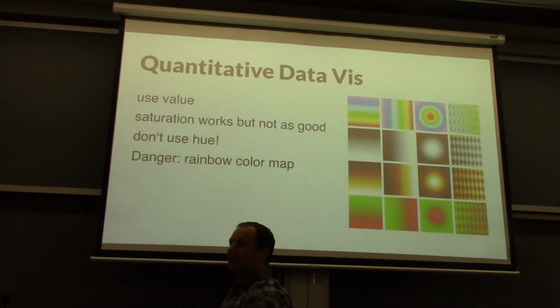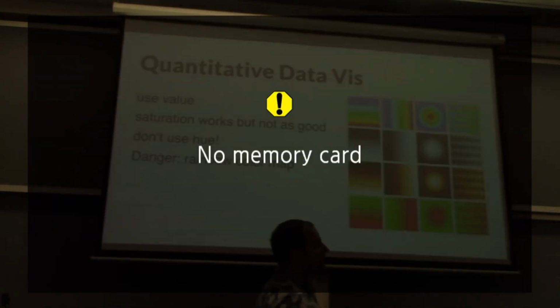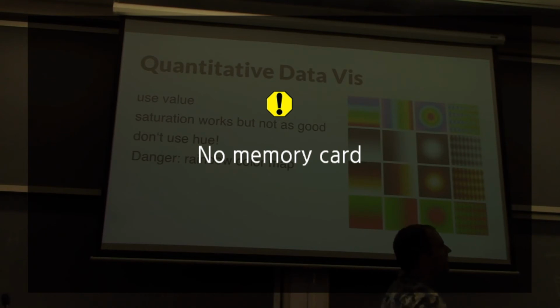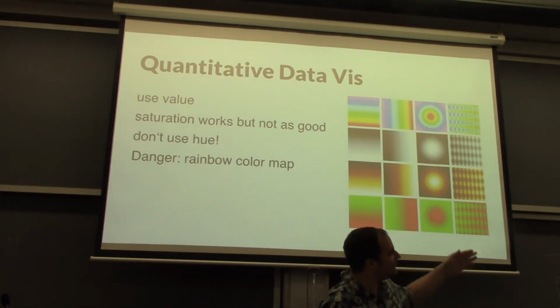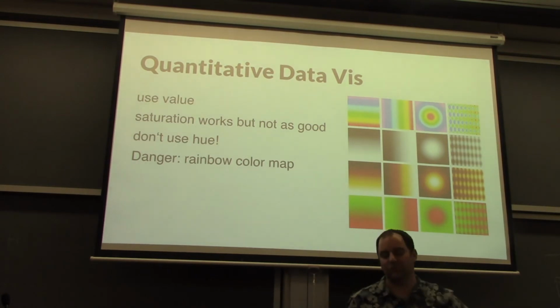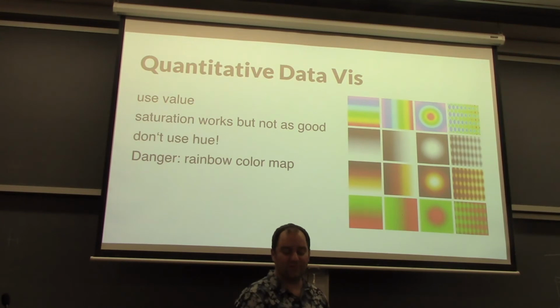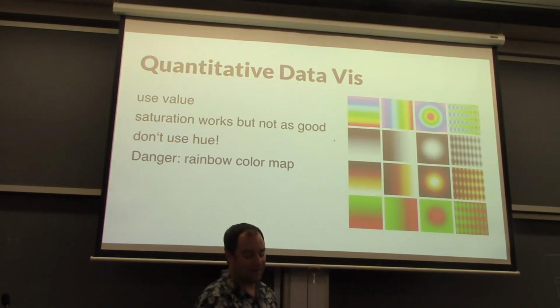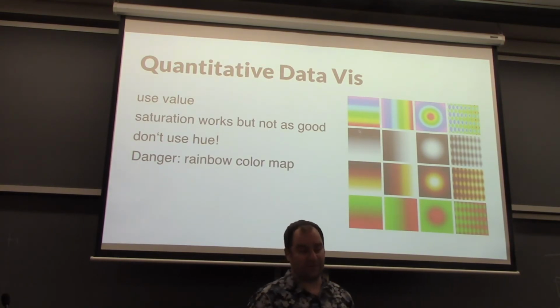If you want to do quantitative data visualization with color, we should use saturation, we should use value, but we shouldn't use hue. The problem with hue is, here we have a continuously increasing field, and if we use value, it is very obvious that this is a continuously increasing field.